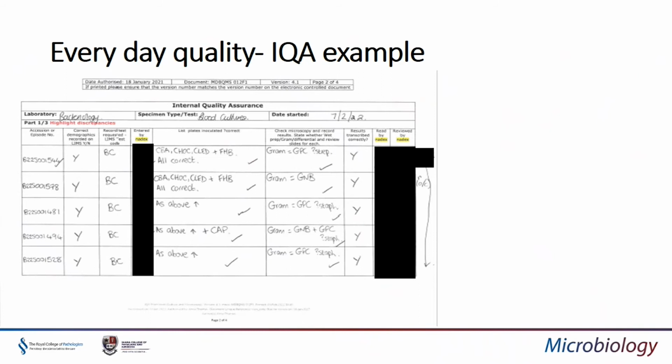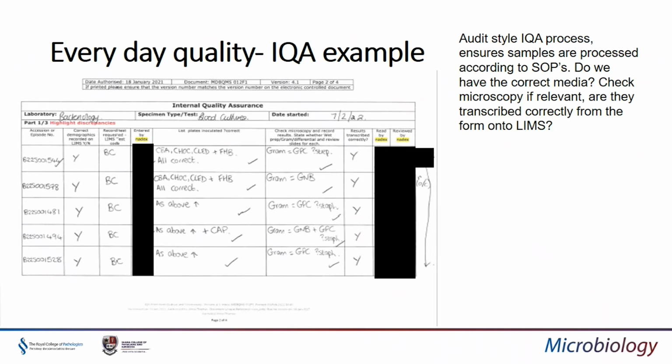So we have the lab number. Are the correct demographics on the laboratory information management system? Do these match what's on the request form? Is it the correct patient? Is everything available on there? Is the test being requested correct? And then all the plates and the media that's been used. Are any microscopies correct? Is everything being transcribed correctly? Who is it being read by? And different things like that. So we can look at the whole process and then look at the culture side on the next page.